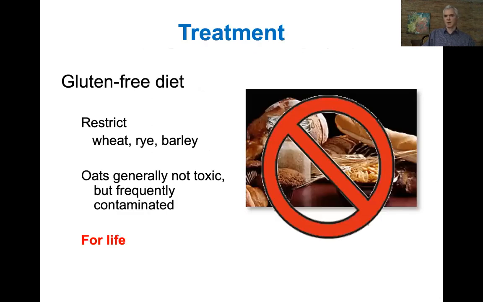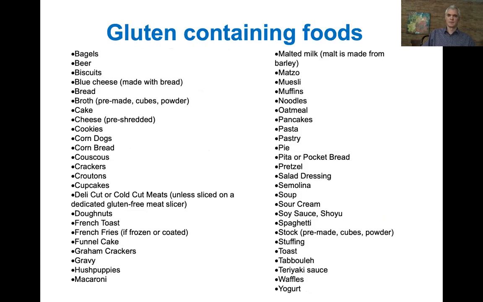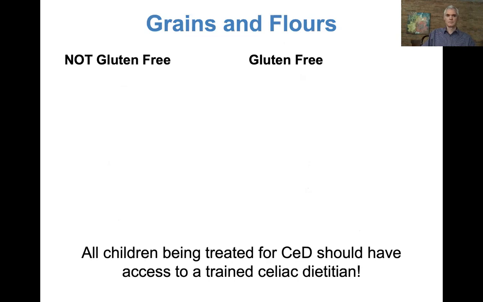The treatment, as we all know, is to go on a gluten-free diet. This means restricting wheat, rye, and barley, and oftentimes oats because they can be contaminated, and patients should know this is a change for life. This is just a list of gluten-containing foods. I think most of us know that bagels and cupcakes likely have gluten, but who would have thought that soy sauce or some of the other things on here might have gluten within them?